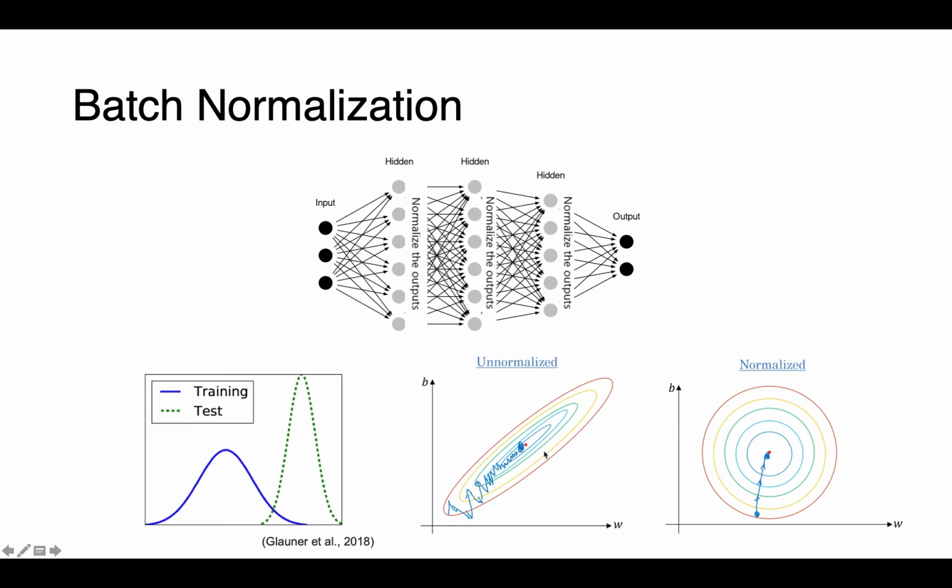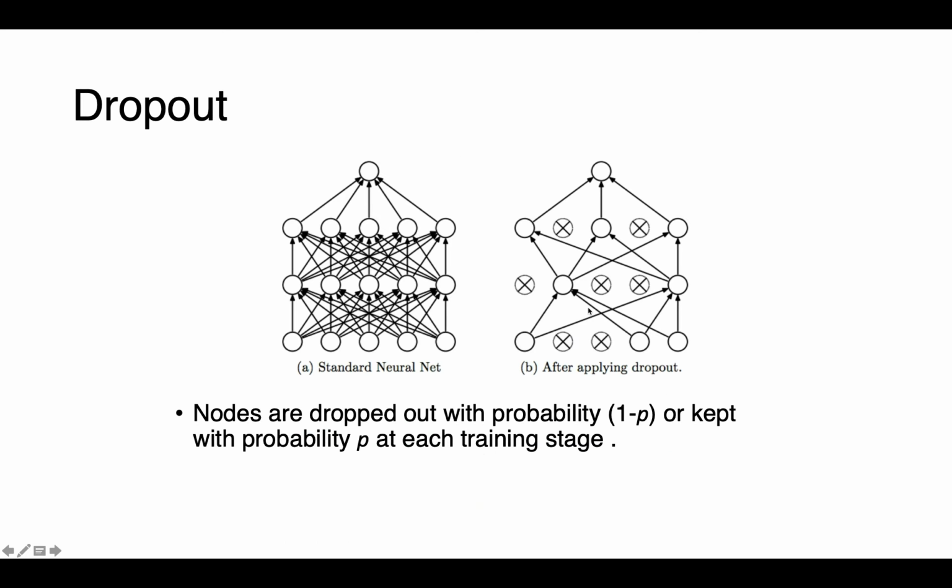Okay, for example, if you have a hyperplane of parameters like this, it might not be easy for it to track the right pathway. If it's normalized, then it can make it more stable to go downwards to the optimal point. And there is dropout. This is a method to avoid overfitting as well.